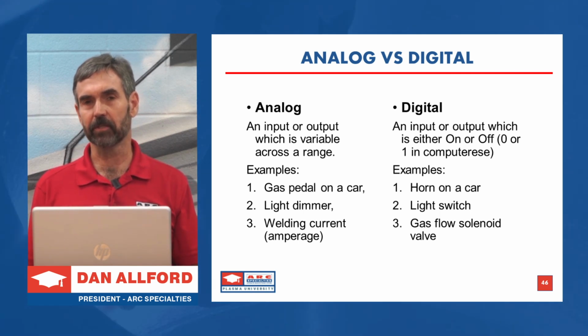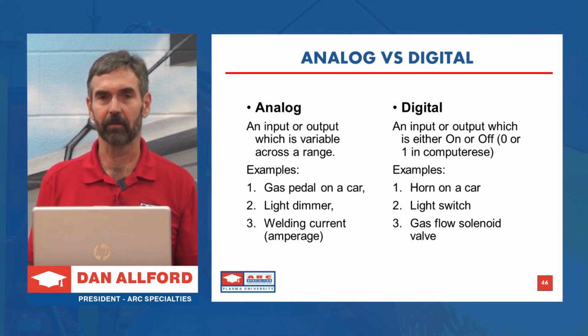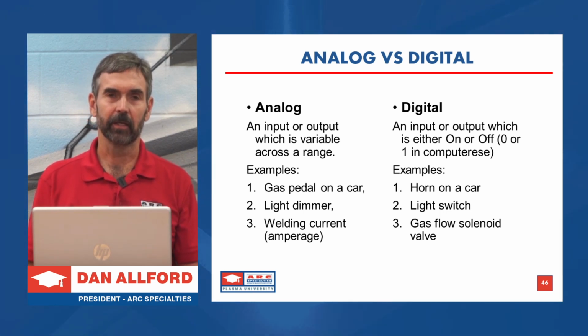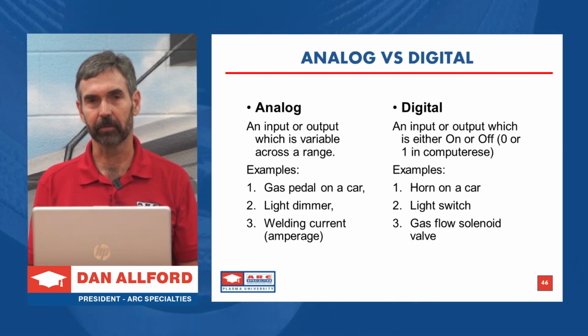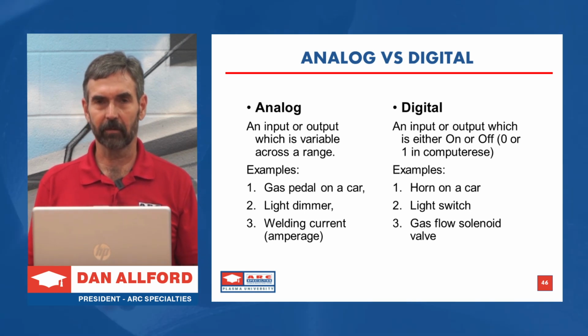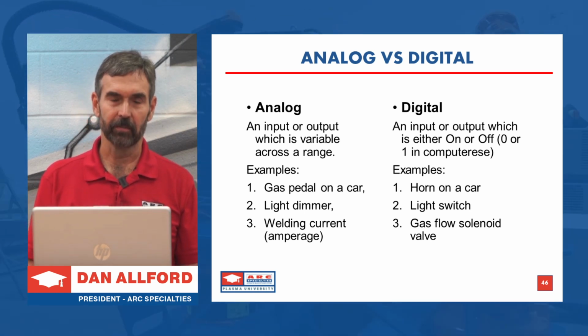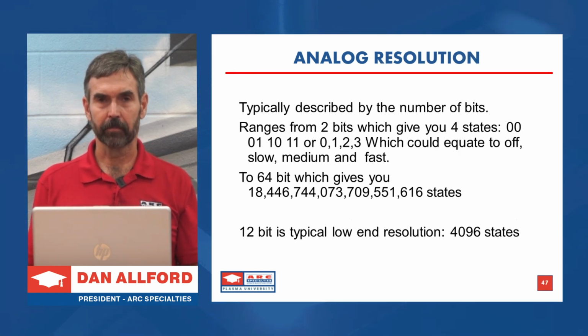On more sophisticated systems, though, for gas flow, we might use a mass flow controller, which is an analog version of a gas controller, and it allows us to control not just gas turning on and off, but the actual flow rate in real time. So some of the variables that we're going to talk about today are controlled analog, and some are controlled digital, but you need to know the difference. So let's talk about analog resolution.